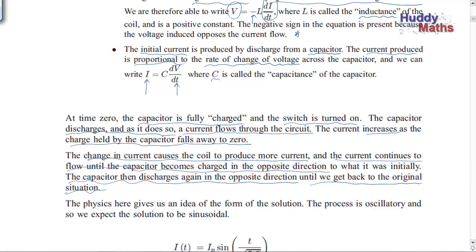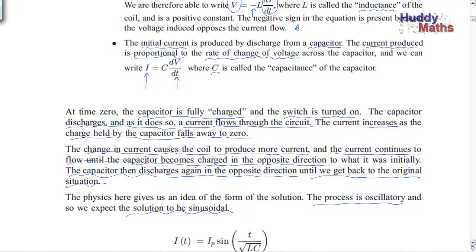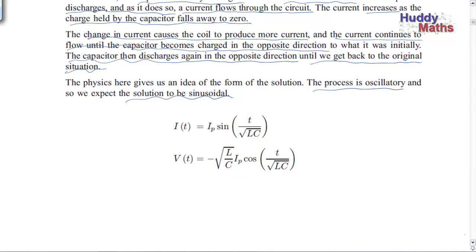Do you know a mathematical function that follows that sort of pattern? The process is oscillatory, oscillating. So we expect, yes, a sine curve. Sine and cosine curves behave like that, growing in one direction and then the opposite direction. So it's no surprise if they tell us that they are the solutions to those differential equations. And they look pretty similar to what we were doing with motion around a circle. We've got a number out the front, and I_P is the maximum current produced in the circuit. So that's going to be a constant for a given circuit.